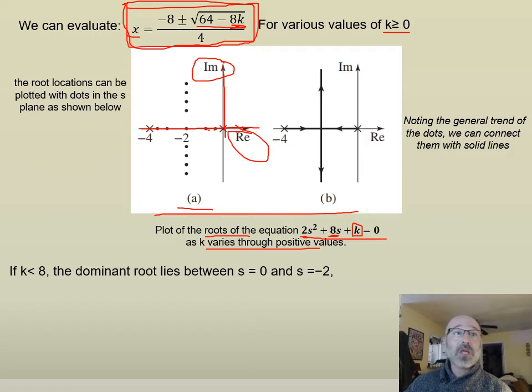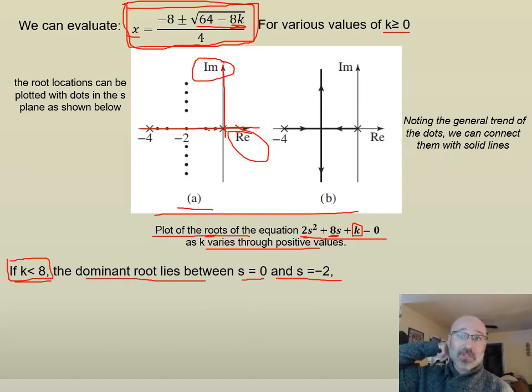One thing to note here, as we look at our plot, there's a lot of information we can determine from these roots, the plot of the roots here. And one thing that we can see here is for k less than 8, the dominant roots are going to lie between an s value of 0 and -2. So we'll be able to infer a lot of things from these plots once we plug in for all of our values of k.